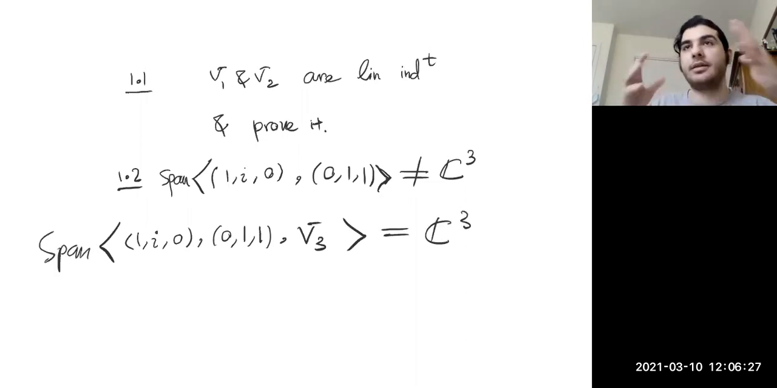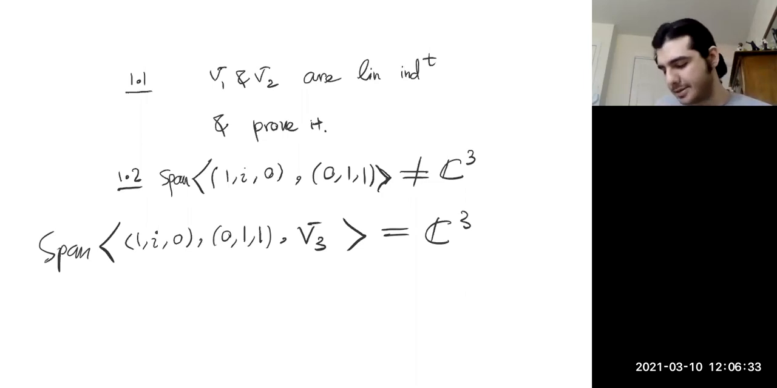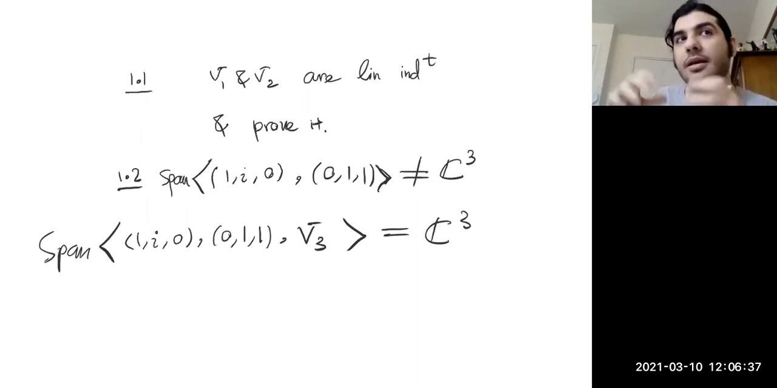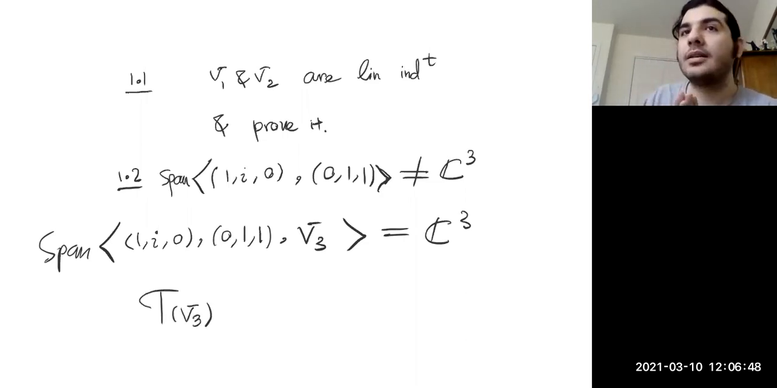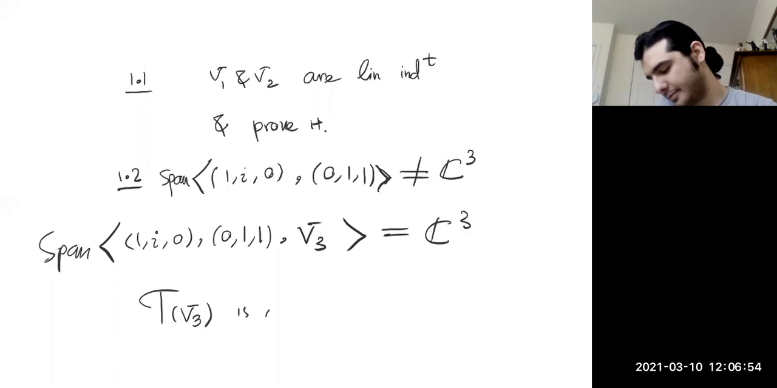We know that as a theorem, any set of linearly independent vectors can be extended to a basis. Now, the part that gives us the non-uniqueness property is this part. I can define T of V3 to be anything I want. This is arbitrary. The value of T of V3 is arbitrary.